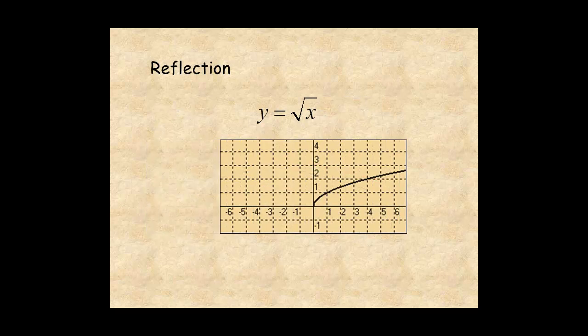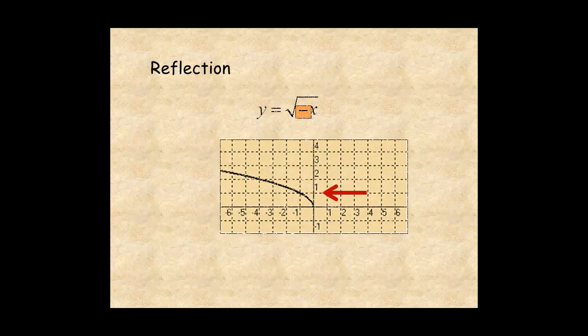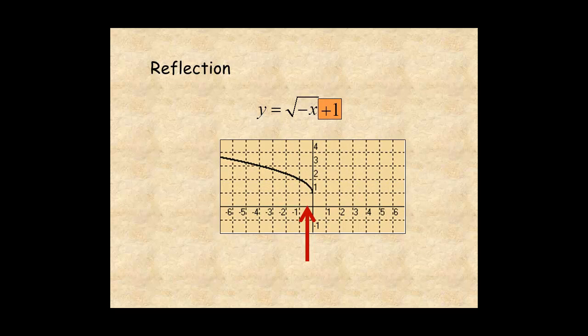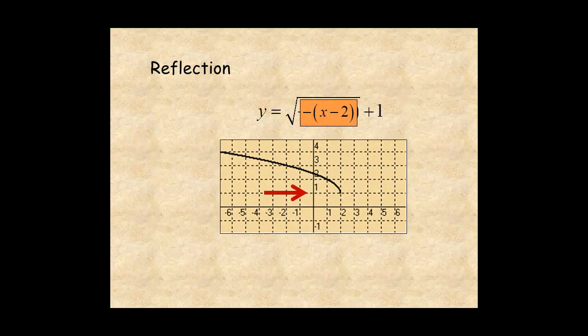Here's an example of a reflection in combination with other transformations. First, replace x by -x, and the graph is reflected across the y-axis. Then add 1 to the function, and the graph is translated 1 unit up. Finally, replace x by x minus 2, and the graph is translated 2 units to the right. You can make the graph open left instead of right.